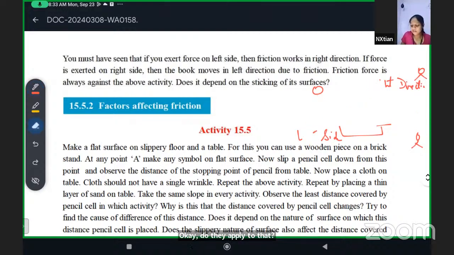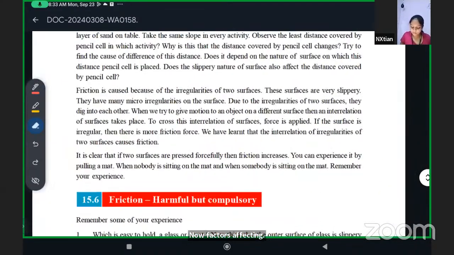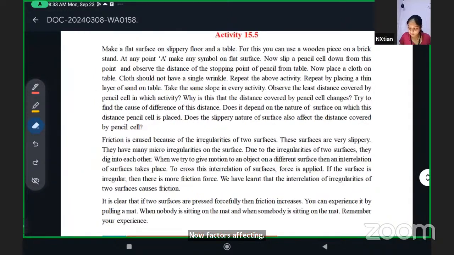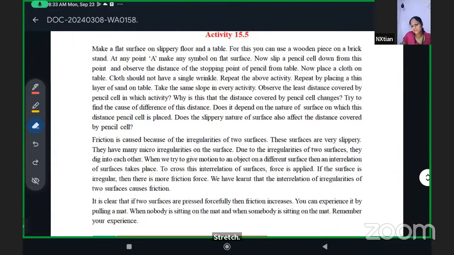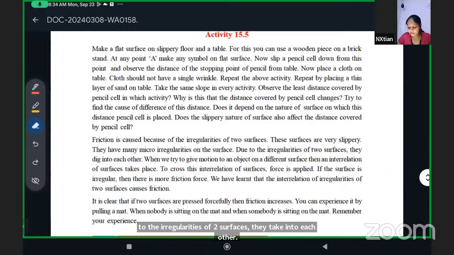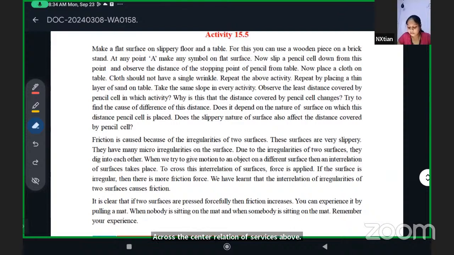Now, factors affecting friction. Friction is caused because of the irregularities of two surfaces. These surfaces are not perfectly smooth; they may have micro irregularities. Due to these irregularities, the two surfaces dig into each other. When we try to give motion to an object on a different surface, an interlocking of surfaces takes place. To overcome this interlocking, force is applied. If the surface is irregular, then there is more friction force.